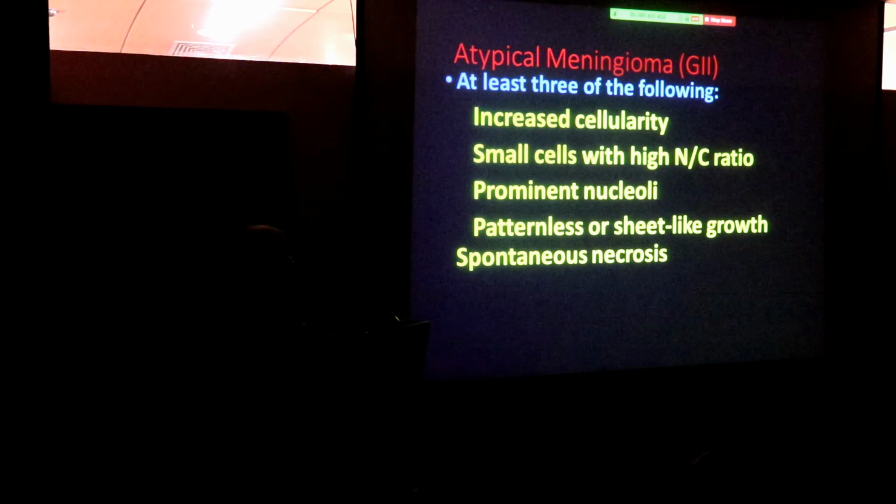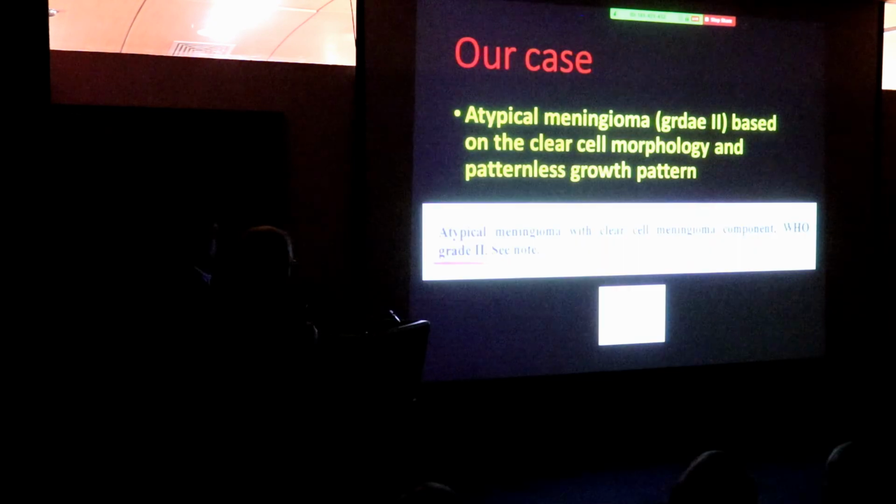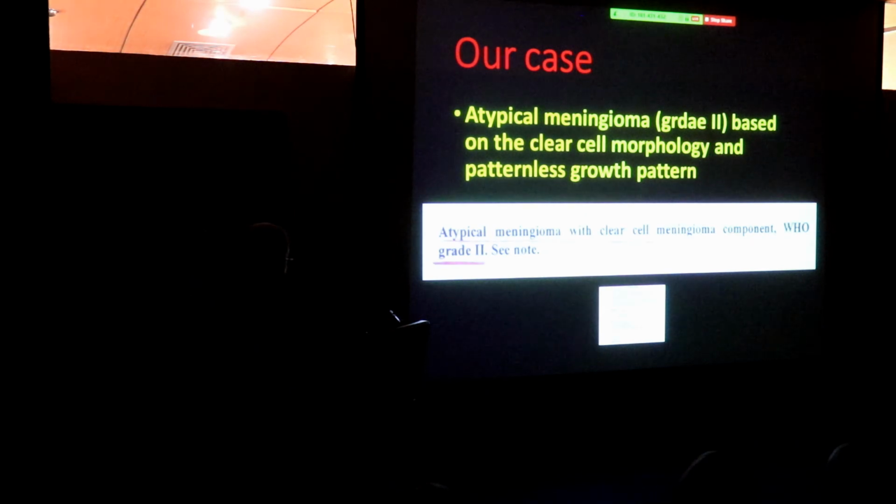And here we have increased cellularity, we have a diffuse growth pattern or patternless sheet-like pattern, and we didn't have the other features like mitosis, necrosis, or prominent nucleoli. These are variants of atypical meningiomas, choroid meningioma and clear cell meningioma, and in our case it is clear cell meningioma. Thank you very much.